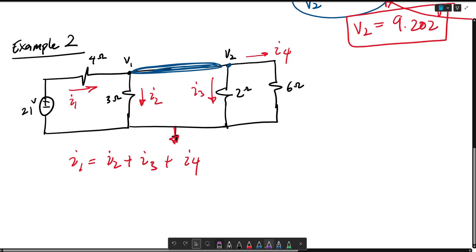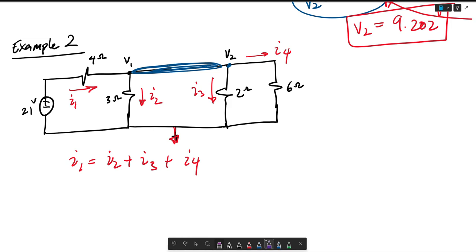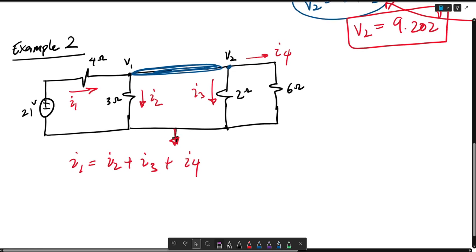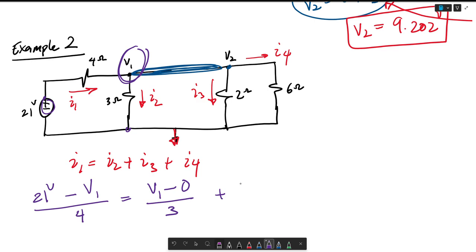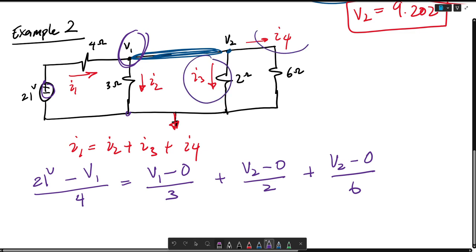So what could we say here now? We could say then that, again, this is KCL, right? So we're solving for currents. The current for I1 is leaving from 21 volts minus this V1 over 4 ohms, and it's equal to I2, which is basically V1 going to ground, minus 0, but I'm not going to write the 0, or okay, I will. V1 minus 0 over 3 plus V2 minus 0 over 2 plus V2 minus 0 over 6. And that's for I3 and I4.